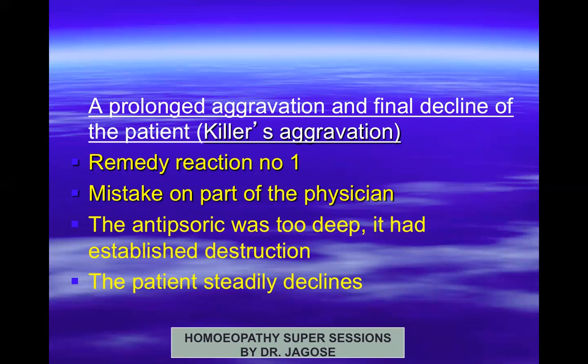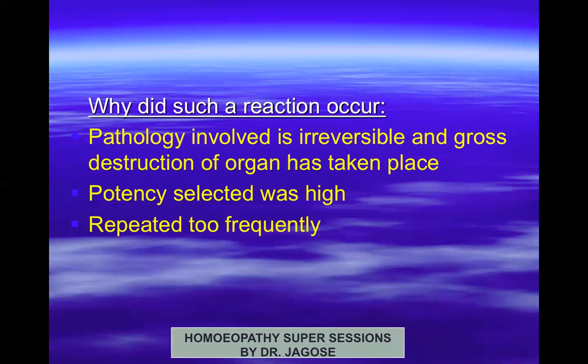Why? Here, number one, the physician has made a mistake. So there's a mistake on the part of the physician. He has administered a remedy, or let us say an antipsoric remedy according to the case, which was too deep and it has established destruction, and therefore the patient's health steadily declines. So, why did such an error occur?